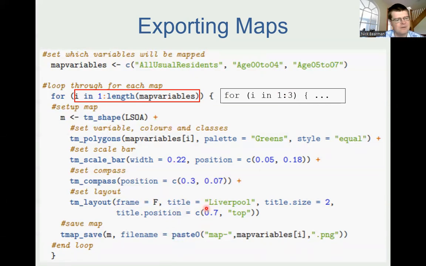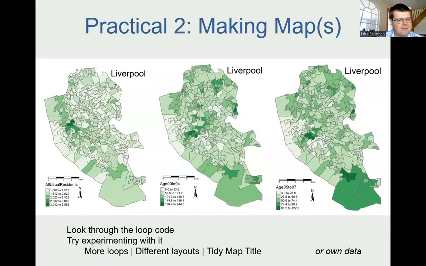So that's a great overview of loop code. This is more or less what we might end up with, so we've got our 3 maps. Remember, when we run this, it will save the maps to the working directory and not show them in the plots window. So nothing will appear in terms of maps when you run this code, but look at the console for the output there.